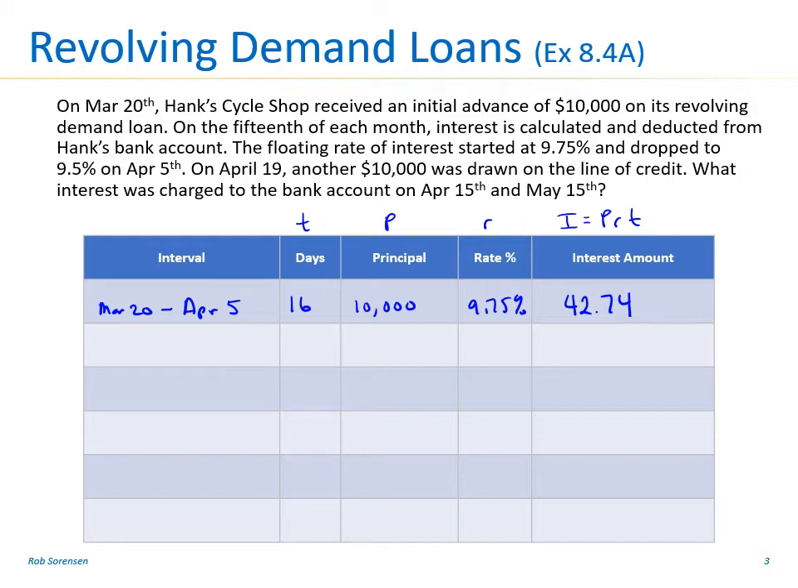Now we come along and we have April the 5th up to April the 15th. That's when a payment is due, isn't it? An interest payment. That's 10 days. You still just borrowed $10,000, but the rate is changed to 9.5% for that period of time.